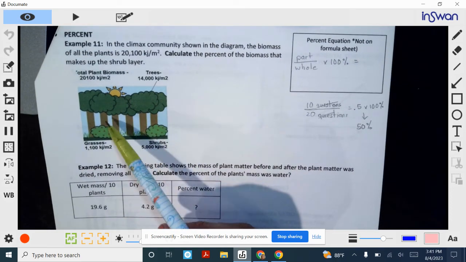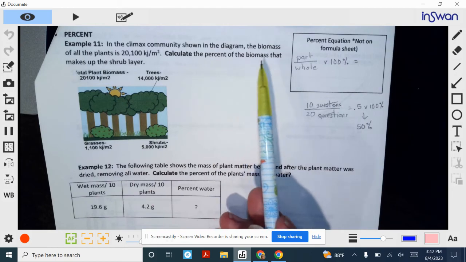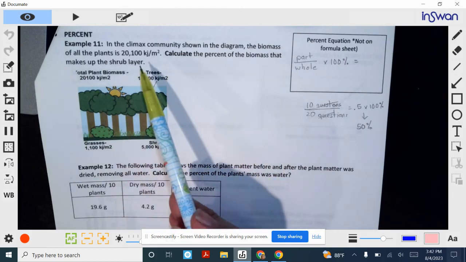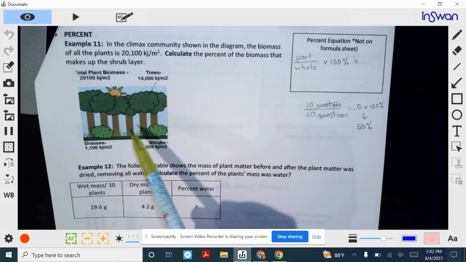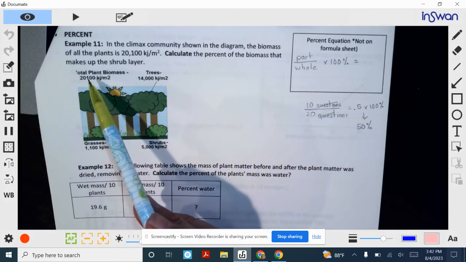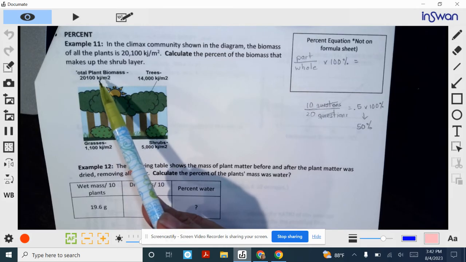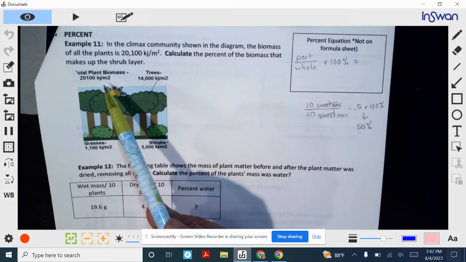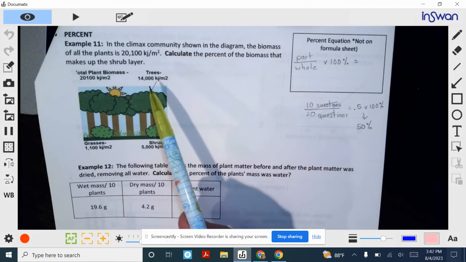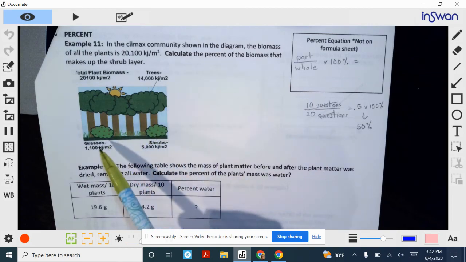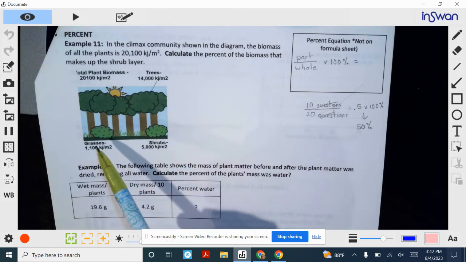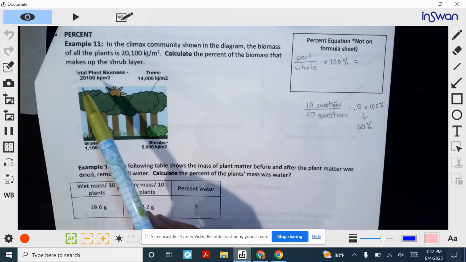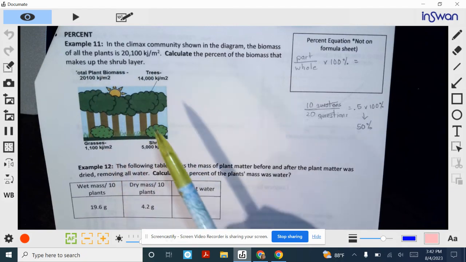So here's an example. It says calculate the percent of the biomass that makes up the shrub layer. So let's make sure you understand what they're telling you here. They're saying in all these plants, the mass of all these plants is about 20,000 kilojoules per meter squared, okay? For just the trees, this is their biomass. For just the grasses, this is the biomass, and there's for the shrubs, okay? And if you think about it, if you add up those three types of plants that make up all the plants there in that area, it should equal about 20,100, okay?